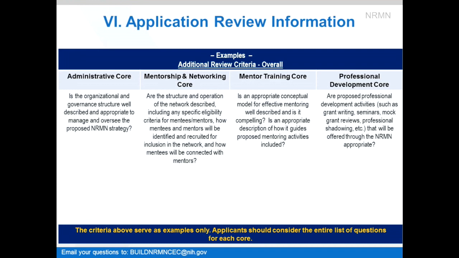This table provides examples of the additional review criteria contained in the FOA. So, for example, in the administrative core, is the organizational and governance structure well described and appropriate to manage and oversee the proposed NRMN strategy? Under mentorship and networking core, are the structure and operation of the network described, including any specific eligibility criteria for mentees or mentors, how mentees and mentors will be identified and recruited for inclusion in the network, and how mentees will be connected with mentors.